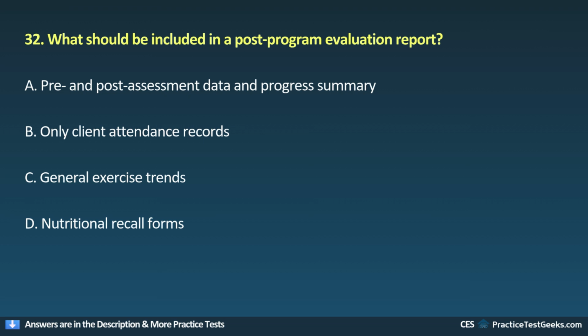32. What should be included in a post-program evaluation report? A. Pre- and post-assessment data and progress summary. B. Only client attendance records. C. General exercise trends. D. Nutritional recall forms.